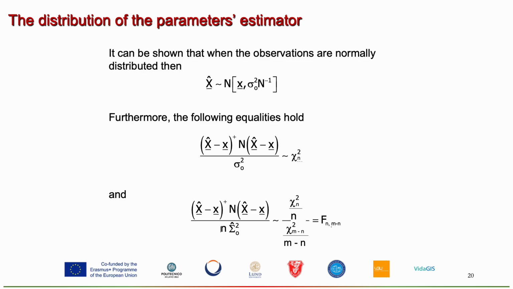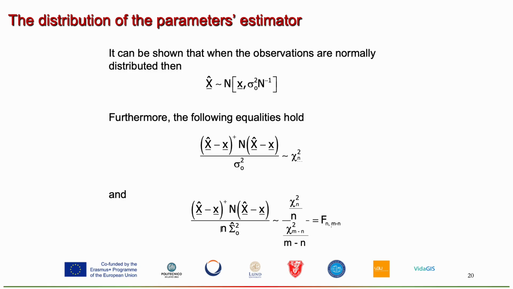Okay, let's move to the distribution of the estimates. First point, it can be proved that when the observations are normally distributed and their errors have zero mean, the estimates of the unknown parameters are distributed according to a normal distribution centered on the value of the unknown parameter with a covariance matrix that is given by the a posteriori variance that multiplies the inverse of the normal matrix.